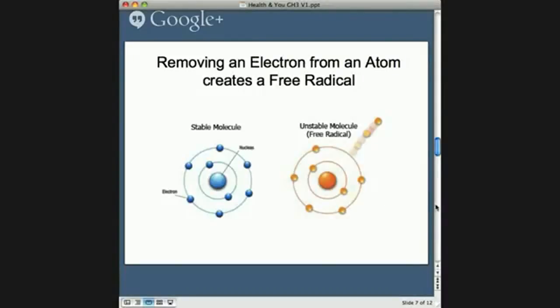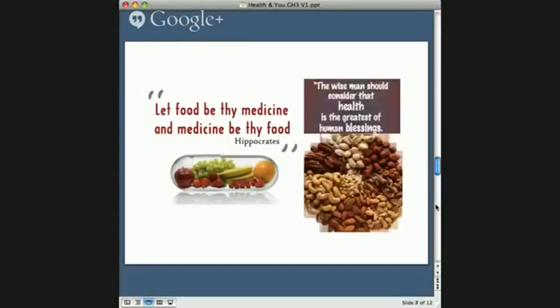Hence, degeneration of the cells that have been created. So, to neutralize or balance these cells back out, what we need are antioxidants. Now, our food can provide those through nuts and fruits and vegetables. There's a lot of antioxidants in these food items. Hippocrates said, "Let thy food be thy medicine."